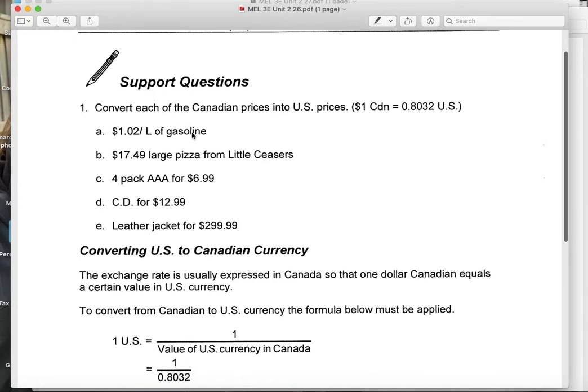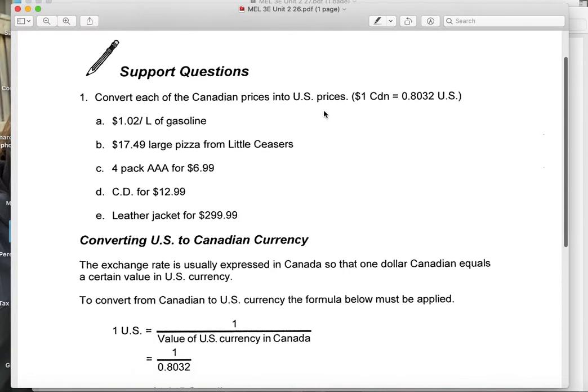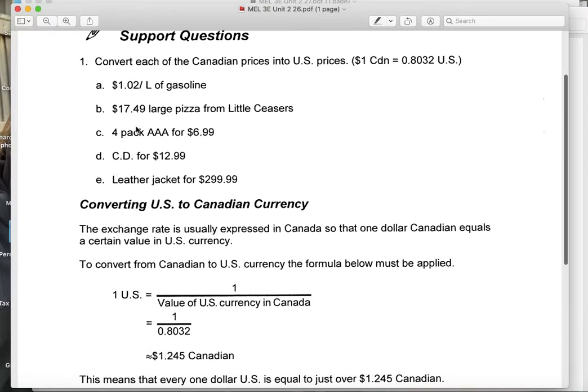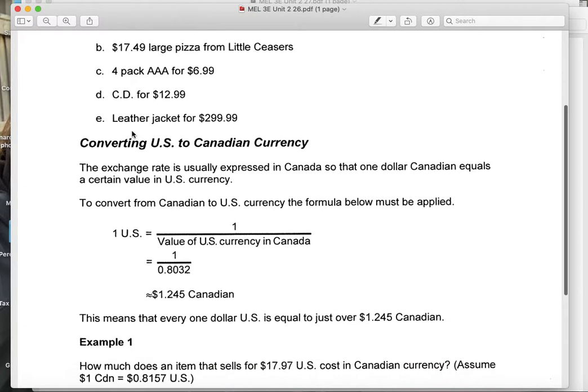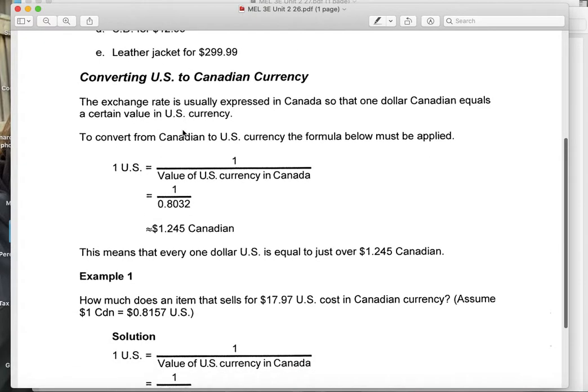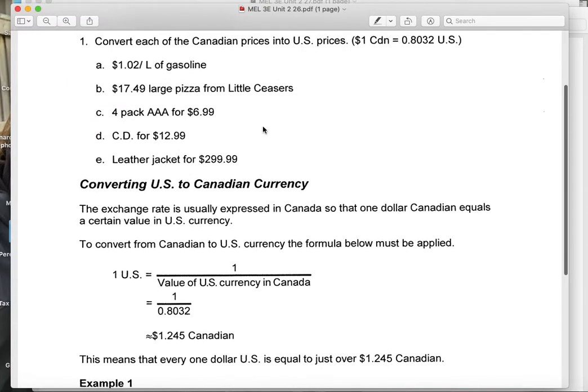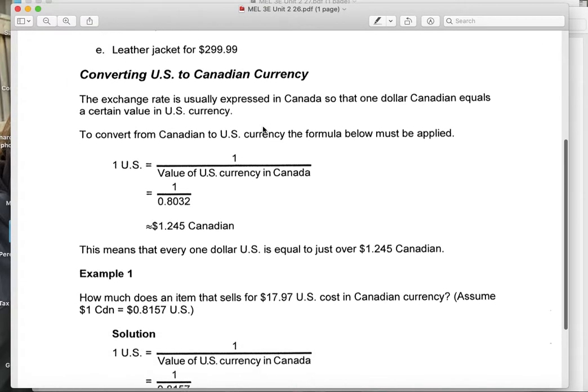So here are some support questions you guys can do. It's converting Canadian prices to US prices. So all you're doing is you're going to multiply this Canadian price by the United States currency exchange to find whatever it is you're looking for. In part A, it's like a liter of gas, a large pizza, 4-pack of AAA batteries, a CD, and a leather jacket. So if you want to pause, you guys can take a look at these questions. If not, we'll keep going.